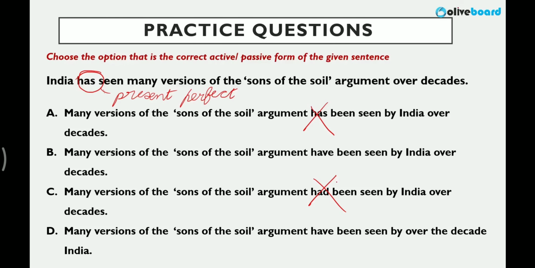Have been seen by over the decade India. This part is wrong. Over the decade India makes no contextual sense. So your answer you got very easily is B. See here, have been, because many, we are talking plural, plus third form seen, right? By India over decades. Without changing meaning, just follow the rules simply.